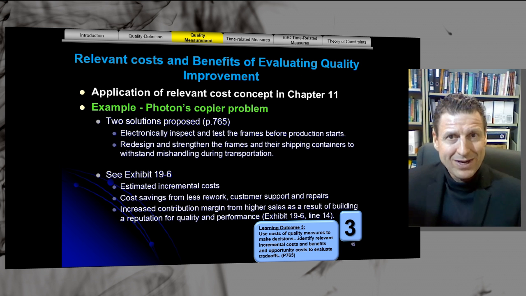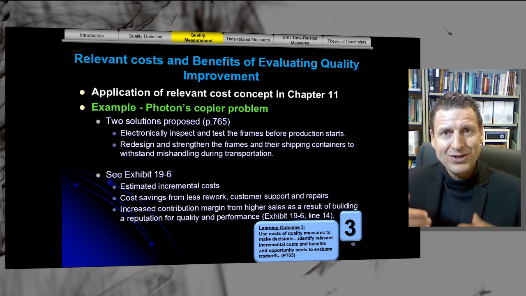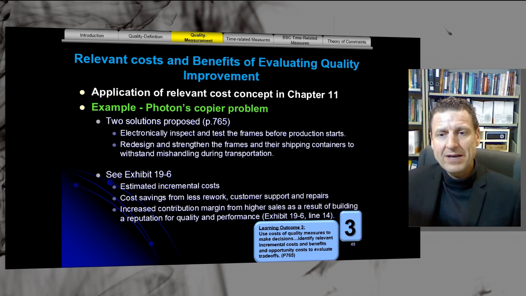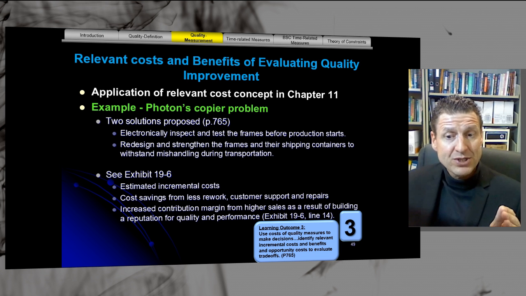So this is what we're going to do in this section. Again, the financials are being used to justify the investment of resources in a particular quality initiative. And that's what we mean by learning objective 3. We're using cost of quality measures to make decisions. We're trying to identify relevant incremental costs and benefits and opportunity costs to evaluate the trade-offs.